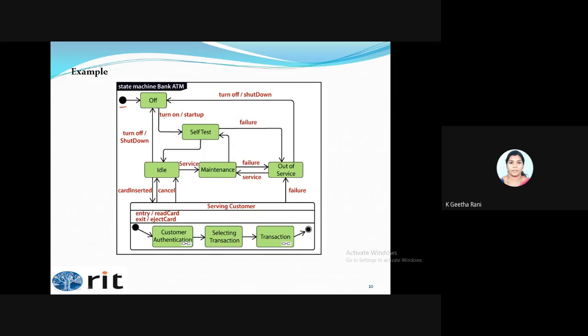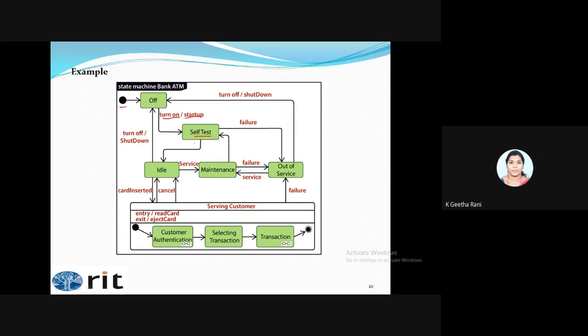When you trigger an event like turn on, along with an action startup, you can see "turn on / startup". We use a slash, which means I'm going to add an action, or a behavior as we can call it. So turn on makes an action called startup, and then the ATM moves from the off state to a self test state.